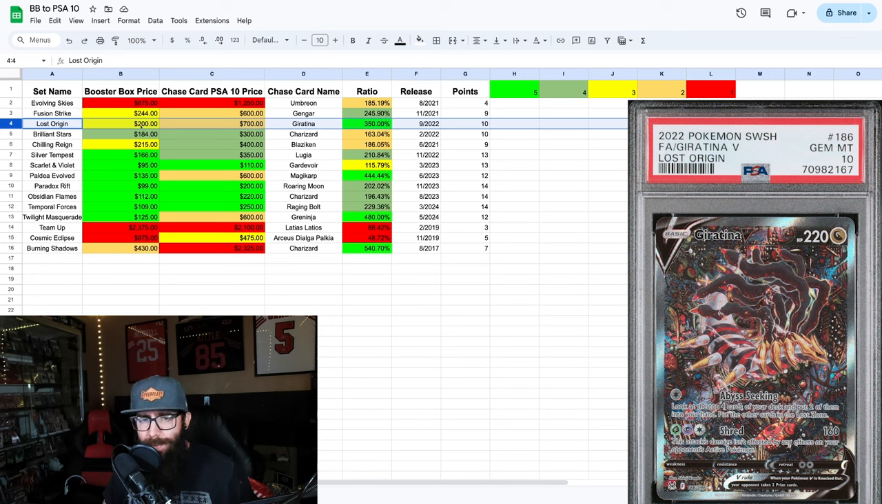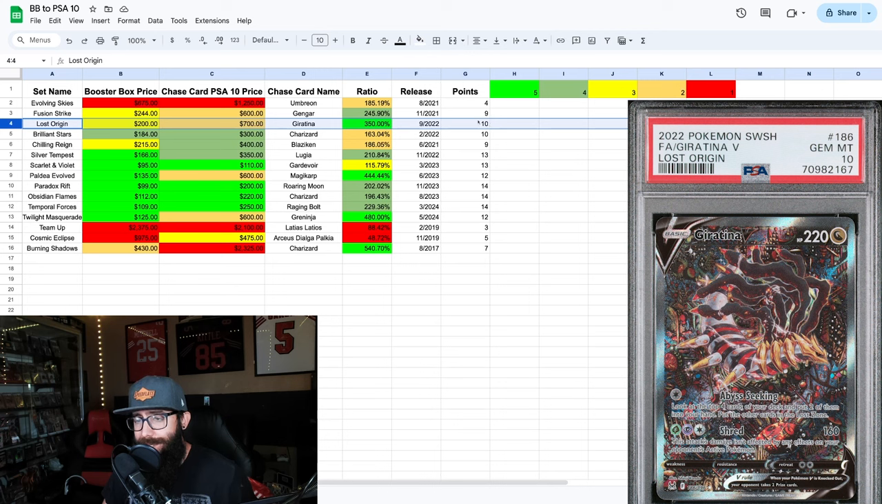So the boxes have dropped a little bit, and this is kind of an interesting time to do this because a lot of these alt arts and some of the booster boxes have cooled off a little bit from their run up. So we had the booster boxes drop down to around $200, and the Giratina, I think it was definitely over 1,000 or at 1,000 for a while in a 10. Now it's down to $700. But this ratio is looking real good.